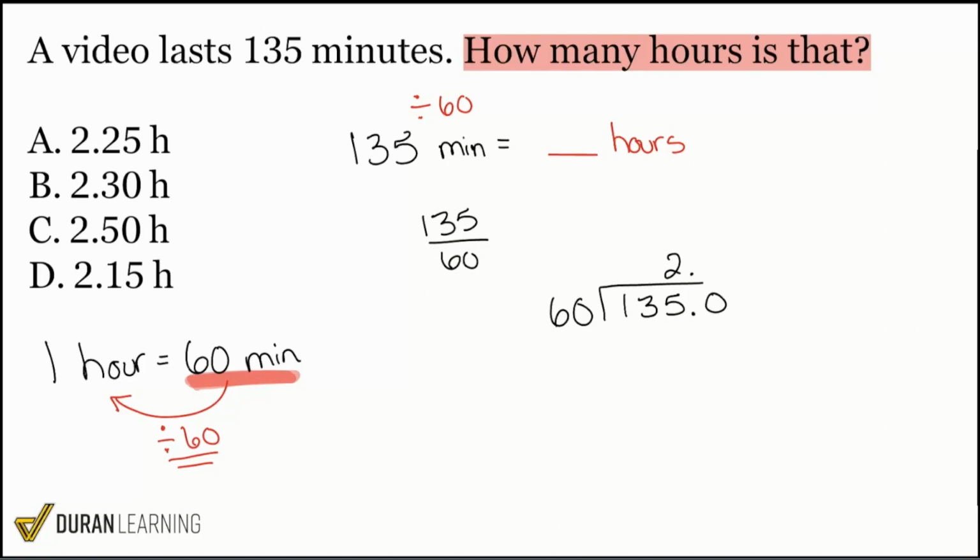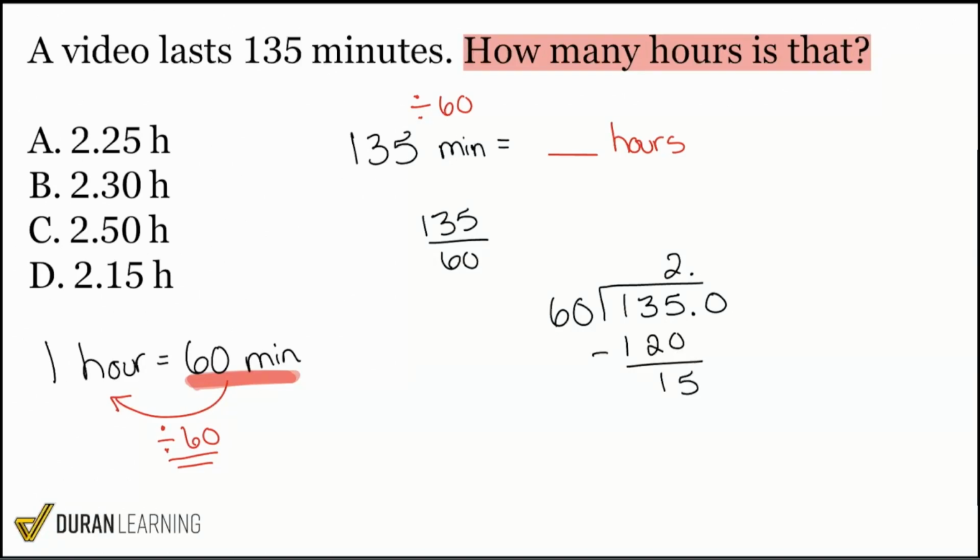Let's add a 0, and then let's keep doing some work. So first, let's acknowledge the 60 going into 135 twice. 2 times 60, that's going to be 120. So we'll subtract that, and that's going to give us a leftover of 15.